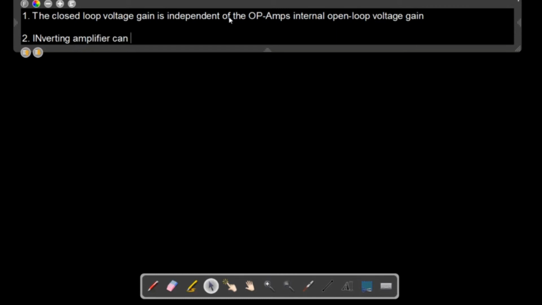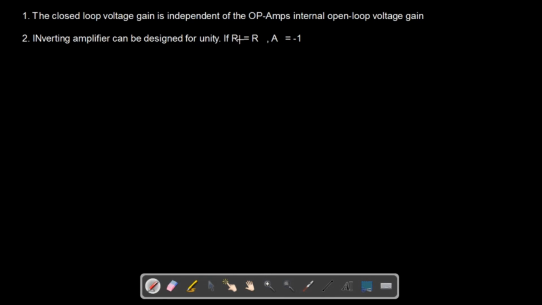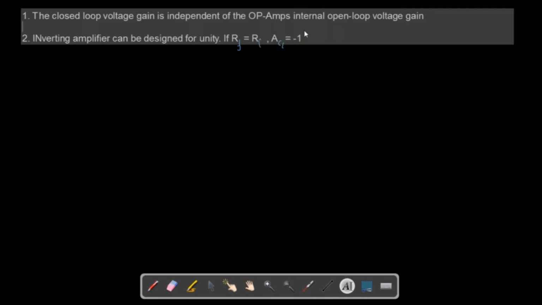Inverting amplifier can be designed for unity. So it means that if I really don't want to amplify the voltage, I can easily do it. It's very simple, right? If Rf is equal to Ri, we can have A CL equal to -1. So I think this is quite obvious. If we take Rf equal to Ri, we can have the gain as just -1, because that's just the ratio between Rf and Ri. So that kind of design is also possible to do.